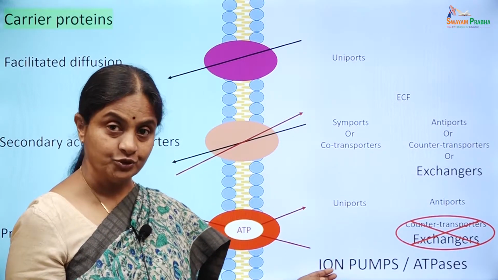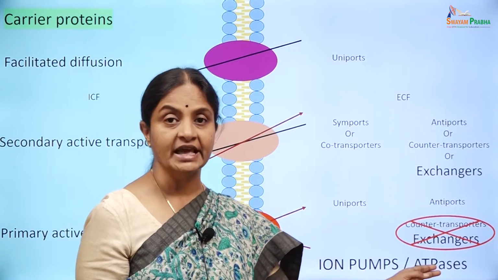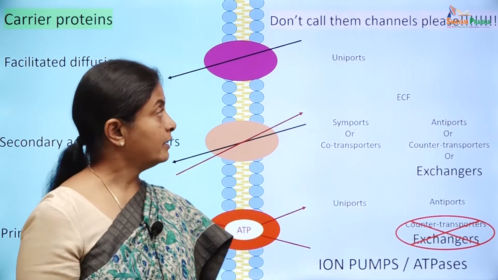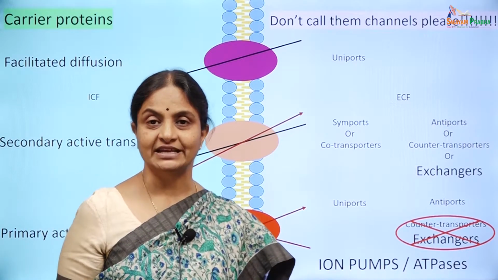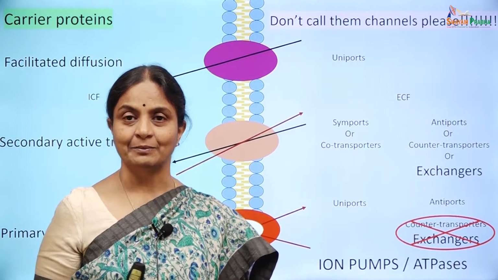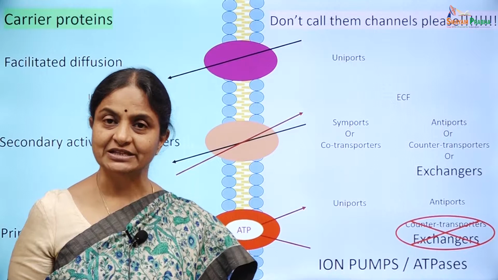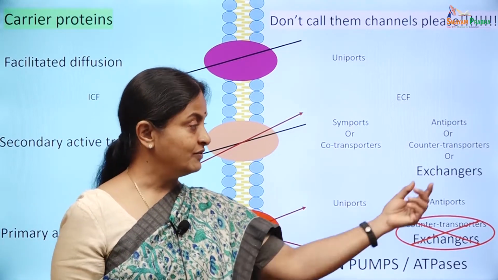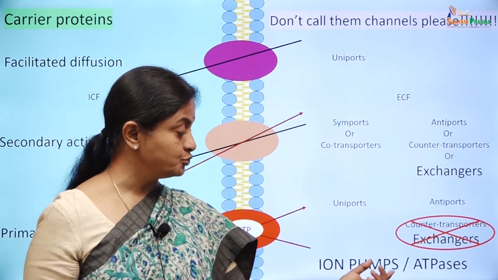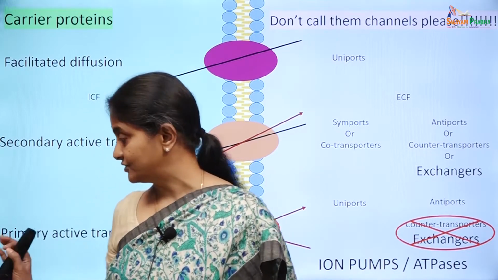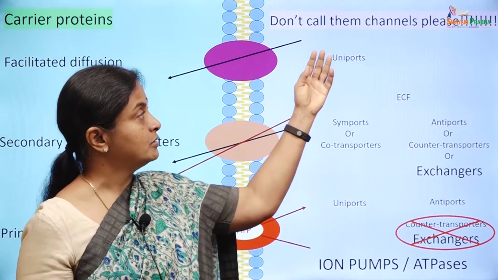The primary active transporters are better called ion pumps or ion translocating ATPases. And please don't call any of these channels. Students have a general tendency to use the terms channel and pump a little indiscriminately. So, we have to be very specific in usage of these terms. When we refer to an exchanger, we are referring to a secondary active transport process, and when we refer to a pump, we are referring to a primary active transport process, and when we say channels, we are referring to simple diffusion.